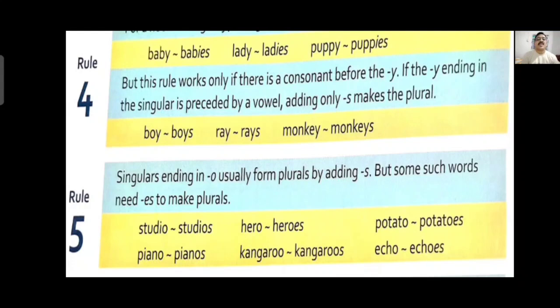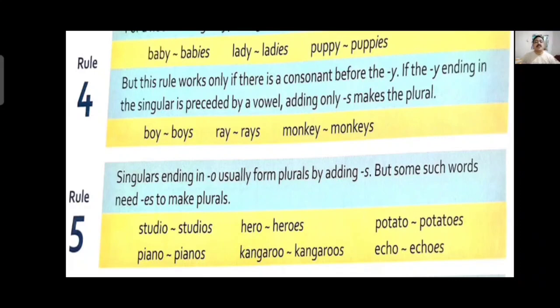Boys. Ray: here also the word ends with y, and before that y we have a vowel a. That's why the plural only has s: rays. Now comes monkey. Monkey also ends with y, but there is a vowel e before y. That's why the plural only has s: monkeys.